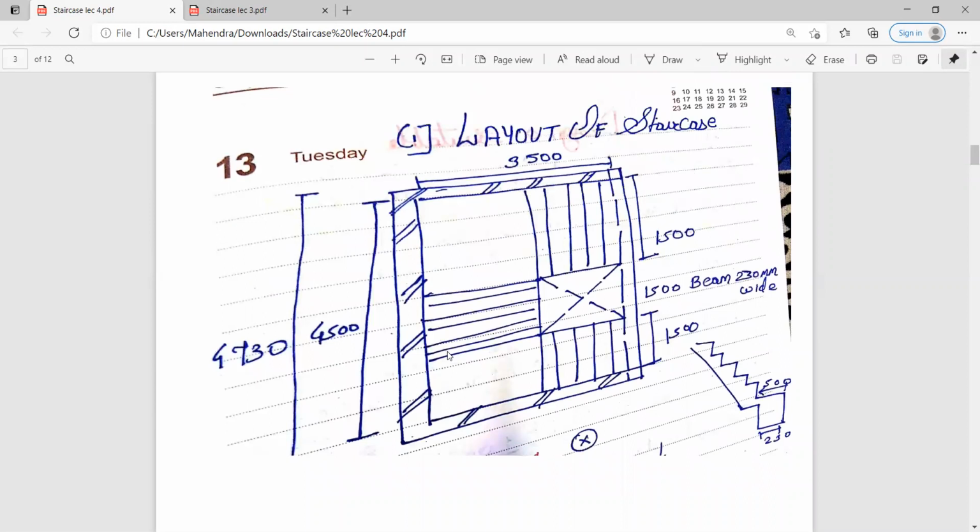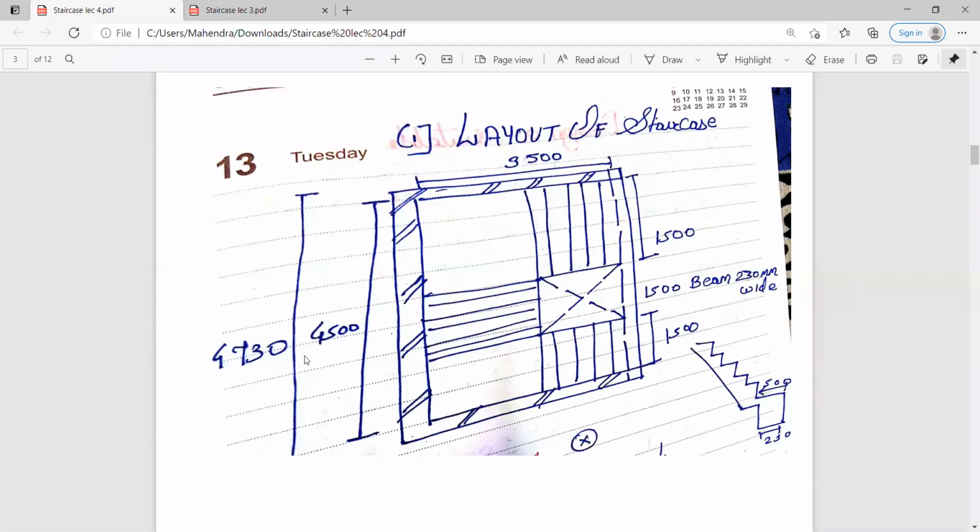As you can see over here, we have provided a 230 millimeter wide beam from the outside part. As you can see again, here there is flight 1, 2 and 3. And this diagram is the same, only the difference is that we had provided a 230 mm wide beam entirely over all the rooms. So as you can see, the room size is 3.5 by 4.5.